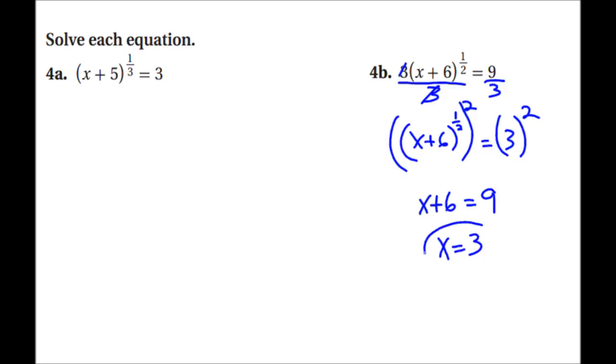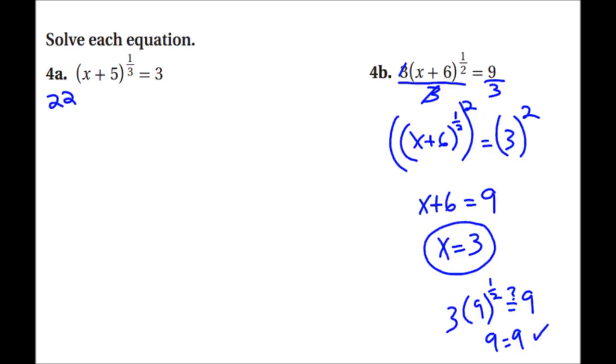And then we'll check it back in the original equation. So we get 3 times 9 to the 1/2, and we want to know if it equals 9. The square root of 9 is in fact 3, so we get 9 equals 9, so it checks. In case you are wondering, on the first one, the answer to that would be 22. And you can almost see that one, because 22 plus 5 is 27, cube root of 27 is 3. But you can certainly work through that one as well.